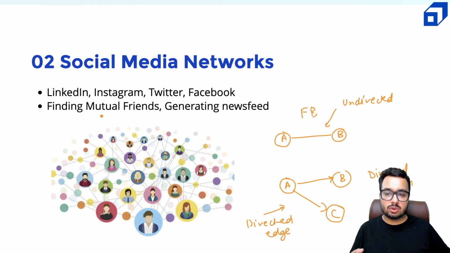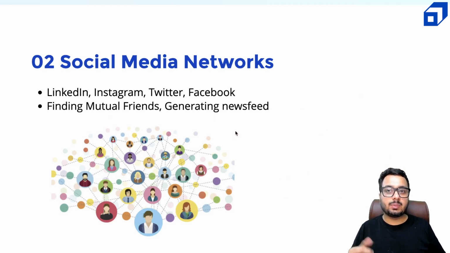If you want to find mutual friends, if you want to generate a news feed, so for A, it will see the posts from B and C. If B is following someone, then this person's post will not be visible to A. So all these algorithms require a graph-like representation of the objects involved.